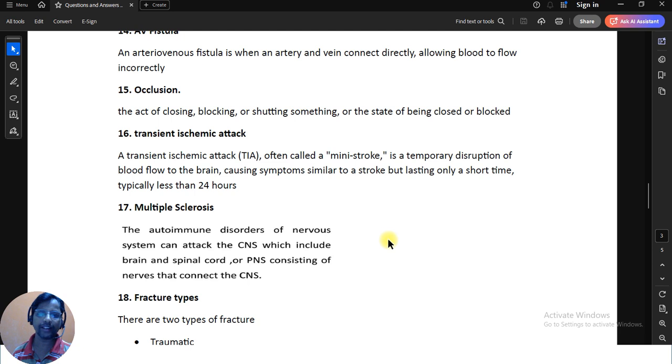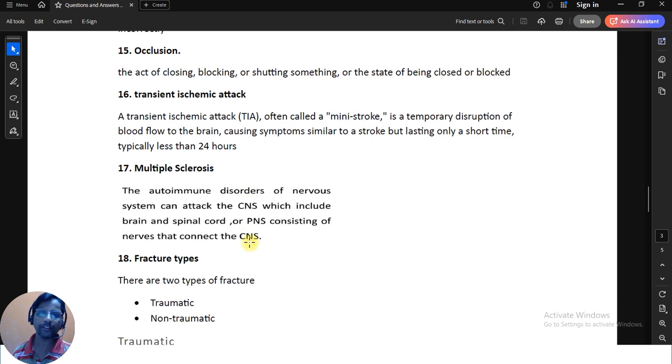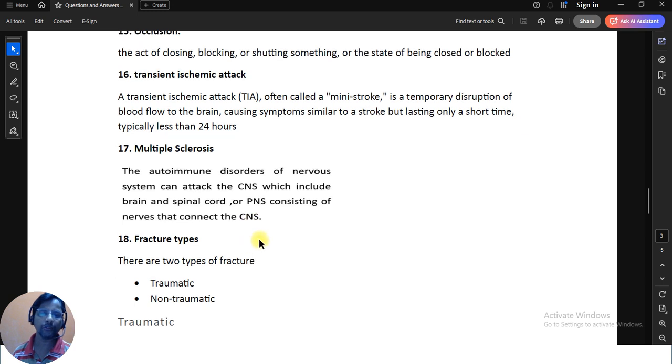Next, TIA or transient ischemic attack. The other name for TIA is mini stroke. It is a temporary disruption of blood flow to the brain, causing symptoms similar to a stroke but lasting only a shorter time, typically less than 24 hours. Okay. So multiple sclerosis. It is an autoimmune disorder of the nervous system that can attack the CNS, which includes the brain and spinal cord, or the PNS. PNS means peripheral nervous system, consisting of nerves that connect to the CNS.